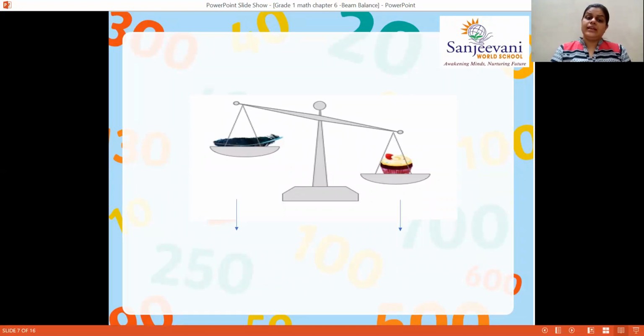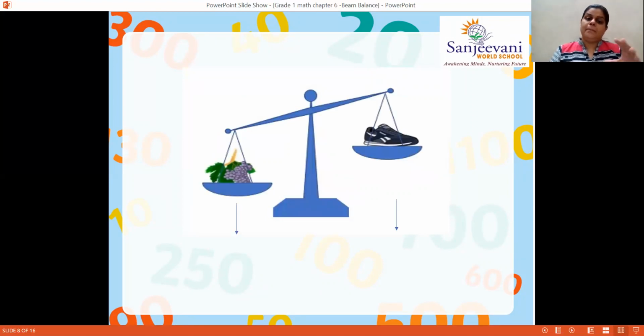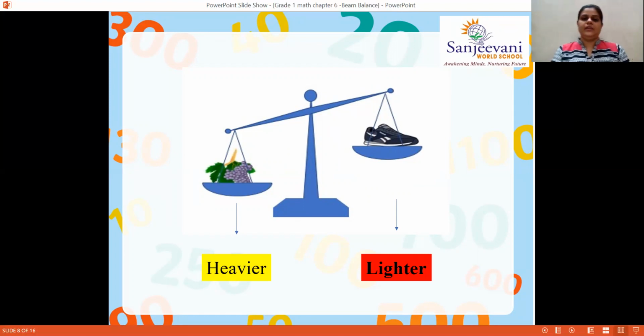Now you have to tell me, there's a feather kept in one pan and there's an ice cream. Cupcake, sorry, it's a cupcake, right? So feather and a cupcake. Which one is heavier and which one is lighter? Yes, feather is lighter and the cupcake is heavier as that pan has come down. Yes, because it is heavier, right? Next example. There's a bunch of grapes and a shoe kept. So the bunch of grapes is heavier, right? And the shoe is lighter in weight.